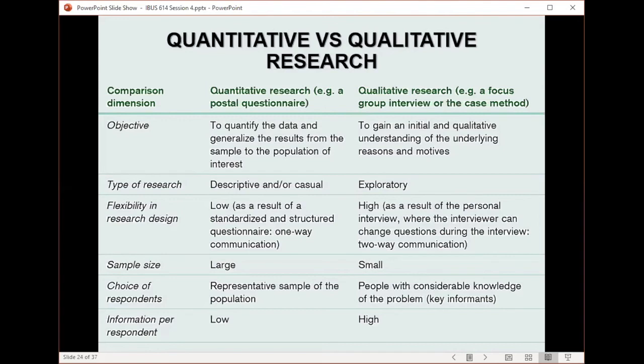Bridget, your hand is up. Please ask your question. Doc. Yes, dear. Please, I need some clarification. Please go on. Under the type of research, is it causal or casual? It's supposed to be casual. It's casual. Okay, thank you. All right. Anyone else?